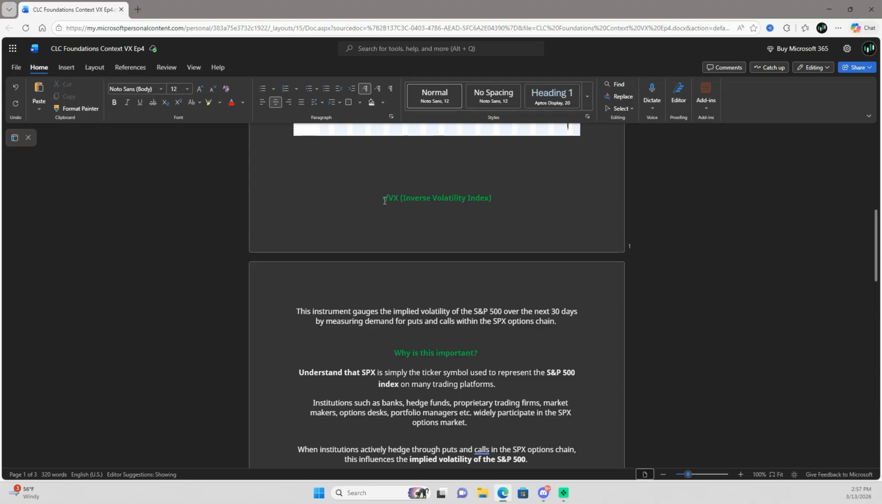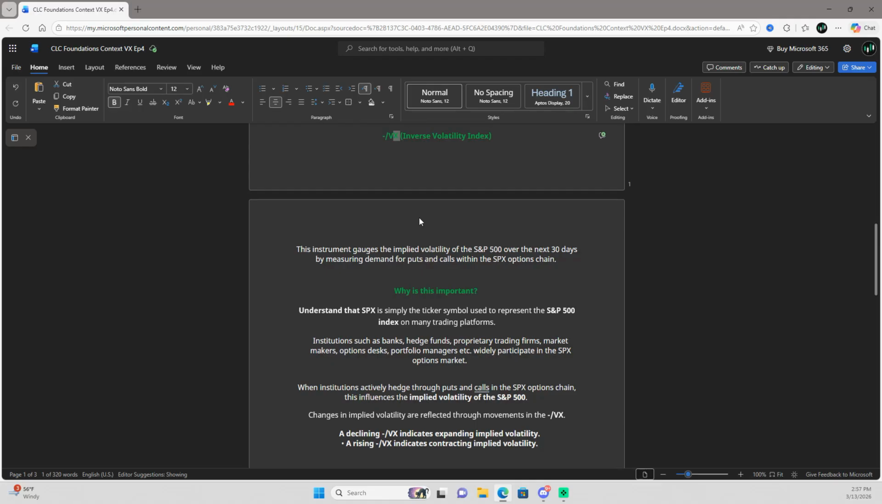So the VIX is the volatility index. Obviously, we use the inverse, as we've said. And so what this instrument is doing, what the volatility index is doing, is it's gauging the implied volatility of the S&P 500 over the next 30 days by measuring the demand for puts and calls within the SPX options chain. So I understand that that was probably a bit confusing. Before we move on to this part, let's break this down a bit.